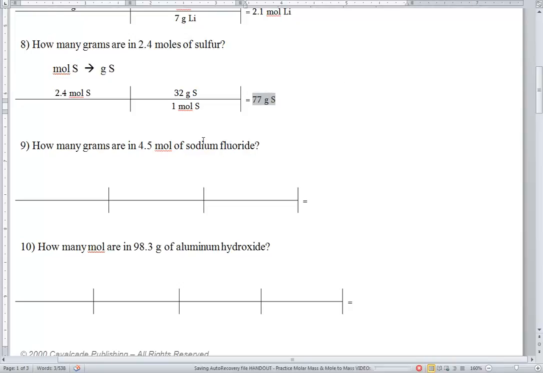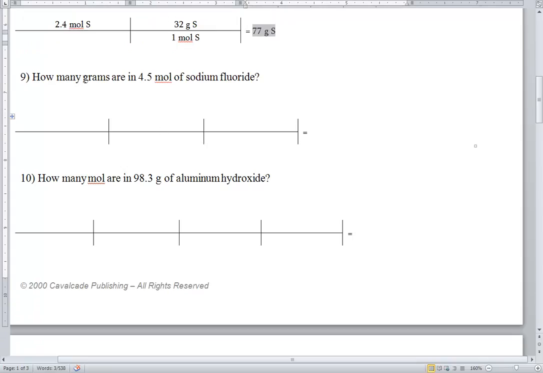Alright, now let's look at the next problem. Let's actually make this a little bit more challenging by adding prefixes. It says how many grams are in 4.5 moles. So let's switch this. Let's put a unit of millimoles here, so that way, instead of just starting off with moles, we're starting off with millimoles.